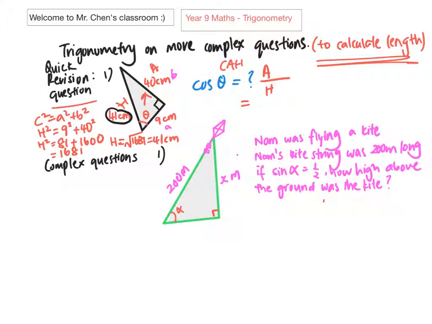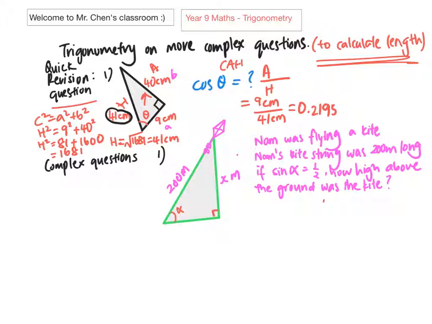Once you find the hypotenuse, you will be able to solve the whole cos theta. So your adjacent here is 9 centimeters over hypotenuse is 41 centimeters. If you use a calculator, 9 divided by 41 will give you 0.2195. Normally we will want to keep it to 2 decimal places.